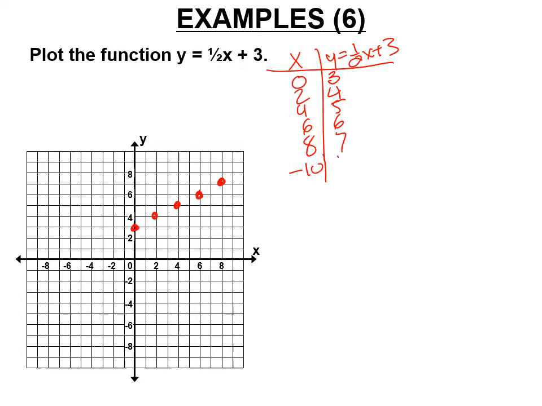All right, so I want everyone to put, say, -10 in there. So what's half of -10? Half of -10 is -5. And then let's add 3 to that, and you get -2. So (-10, -2) is also on this line. So we take our straight edge, our ruler, and we are going to draw a line through that, and we have our linear function.